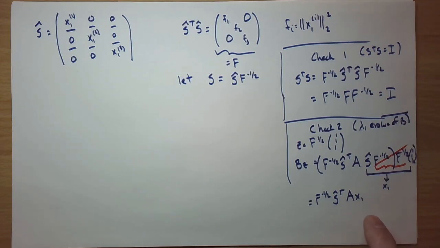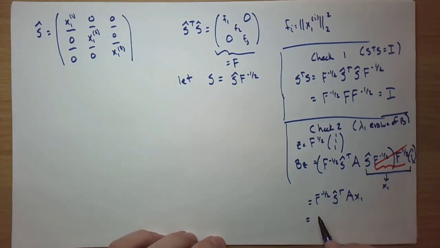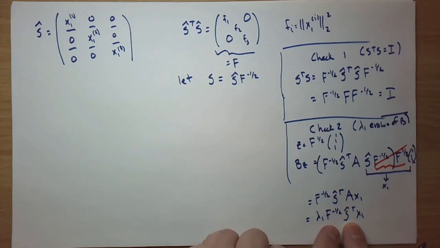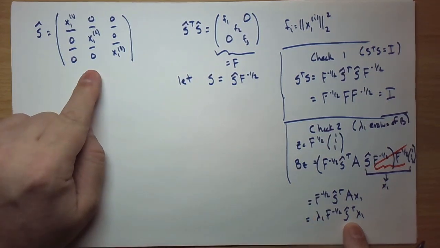Eigenvector A. Yes, it's the eigenvector for A, for lambda 1. So this becomes lambda 1, F to the minus a half, S hat transposed, x1. Now, we say, okay, great. Well, what goes on here? We're taking S hat transposed, which is this matrix, and multiplying it by x1.